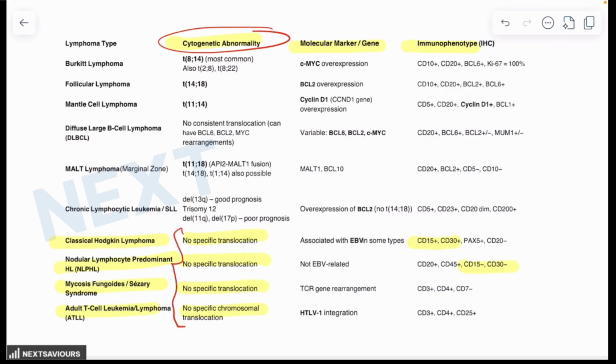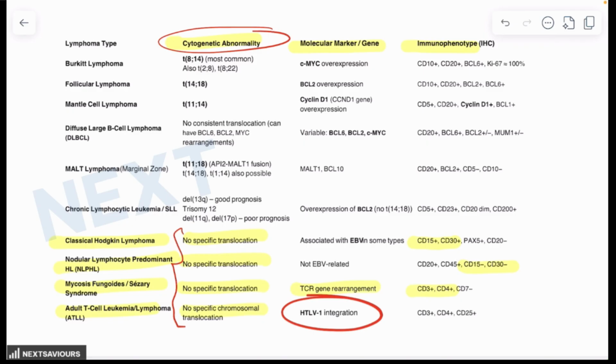Similarly, in case of mycosis fungoides, there is going to be CD3 and CD4, that is T helper cell positivity, along with the TCR rearrangement. While in case of adult T-cell leukemia or lymphoma, the most important or critical finding which could be provided to you is the causative agent itself, that is HTLV-1.